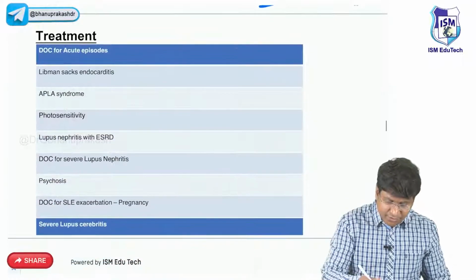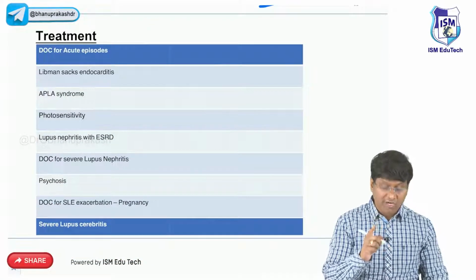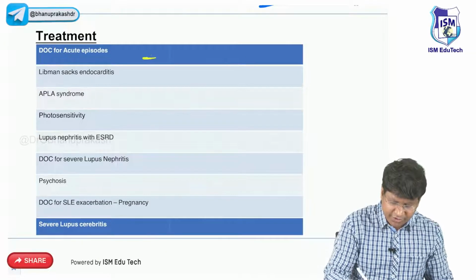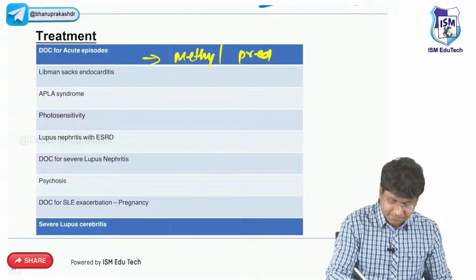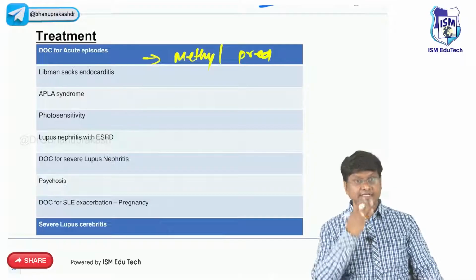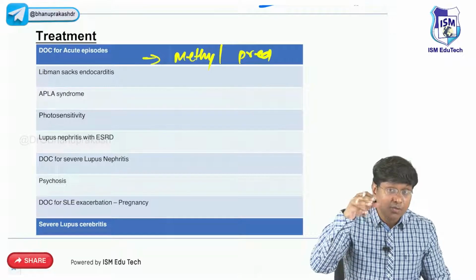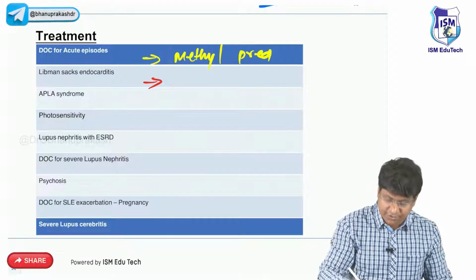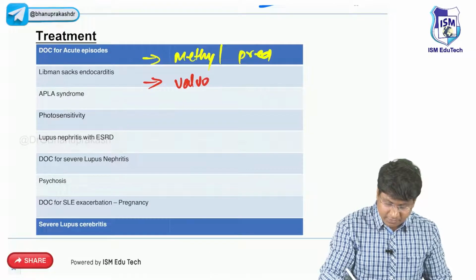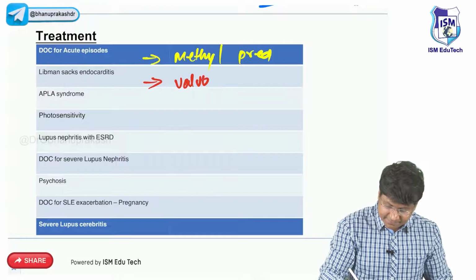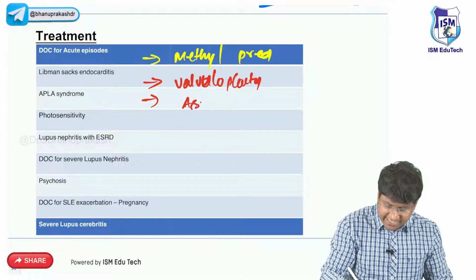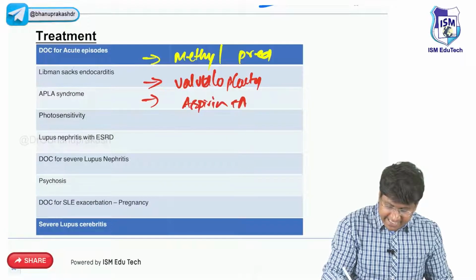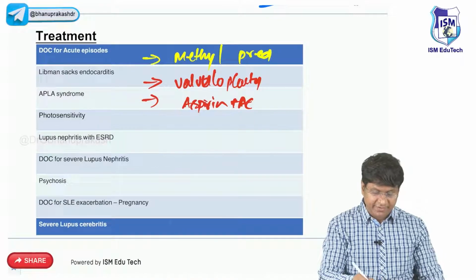Now, at the same time, you need to know the treatment in patients with SLE. What is the drug of choice for acute episodes? Drug of choice for acute episodes will be methylprednisolone. Then Libman-Sacks endocarditis, which is nothing but the valvular involvement. Whenever there is valvular involvement, that is the innermost layer of the heart, there is no role of steroids. These patients require valvuloplasty. Right? For APLA syndrome, you need to give aspirin plus an anticoagulant like heparin.